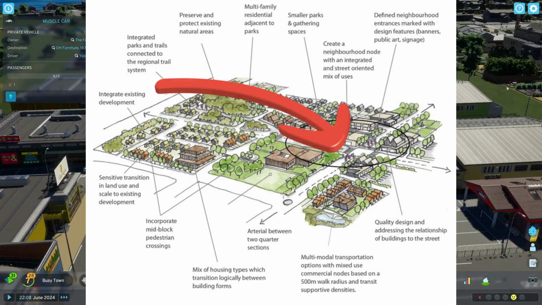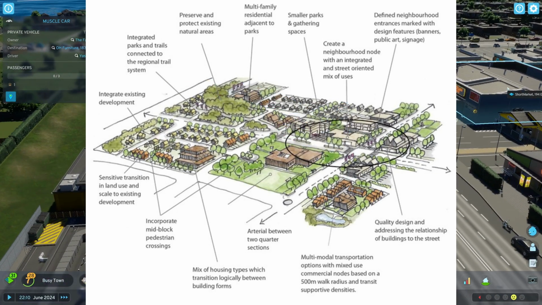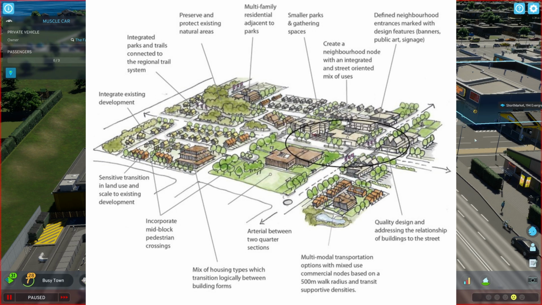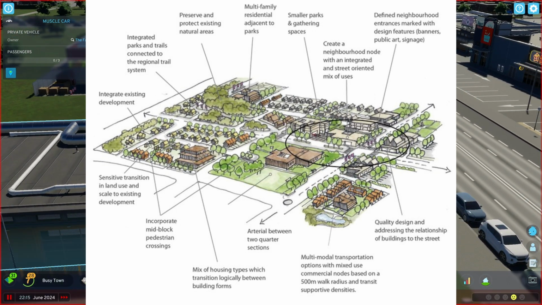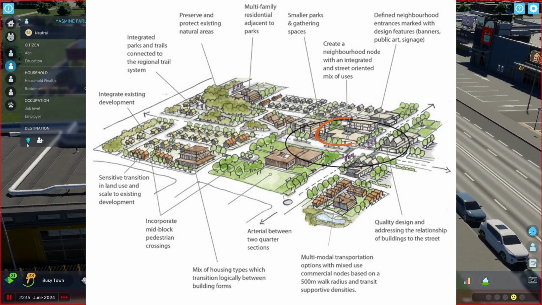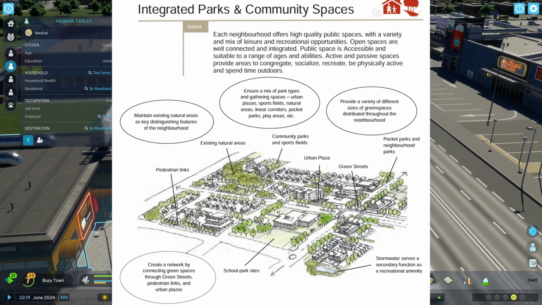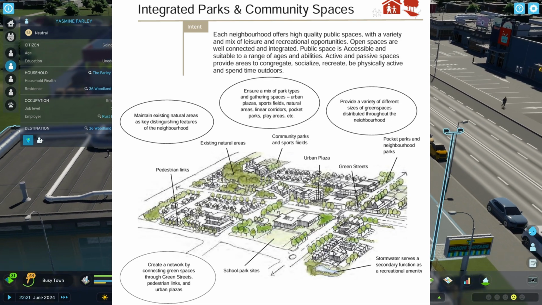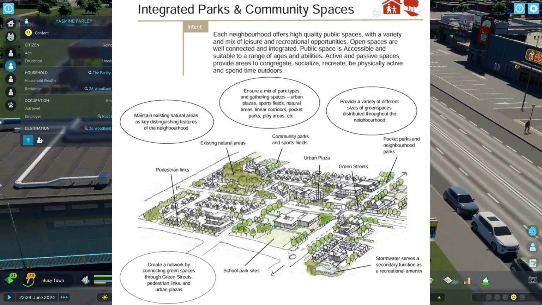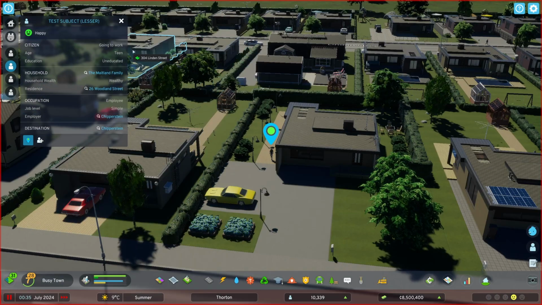As you can see with the black circle there, it is a defined neighborhood that has entrances marked with design features such as banner, public art, and signage. It creates a neighborhood node with an integrated and street-orientated mix of uses. There are smaller parks and gathering spaces in this area, as well as quality design that addresses the relationship of the buildings to the street.